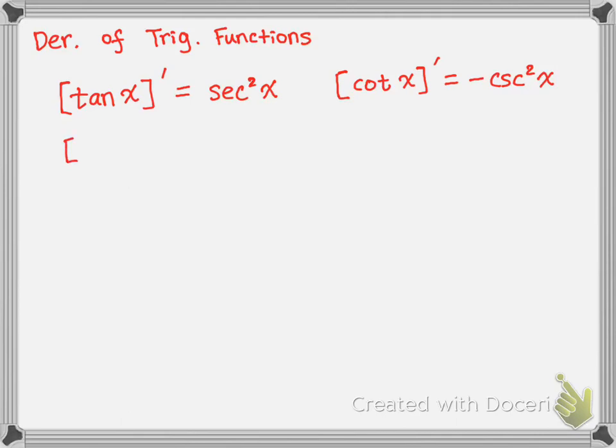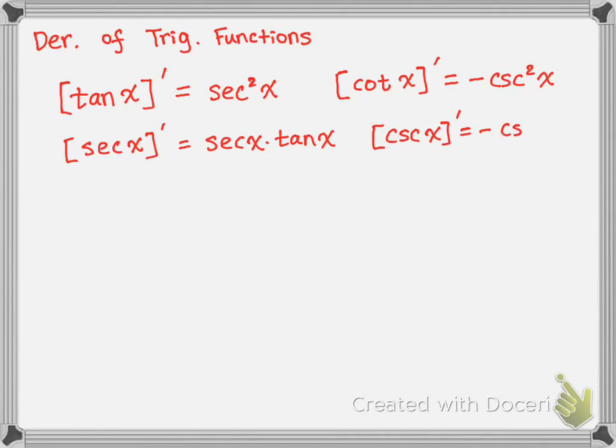You can continue to derive that the derivative of secant of x is secant x times tangent x, and the derivative of cosecant of x is negative cosecant of x times cotangent of x. So one rule that you can observe is that whenever you're dealing with a cofunction, you get a negative sign. Okay, so that's one way to try to memorize it correctly.